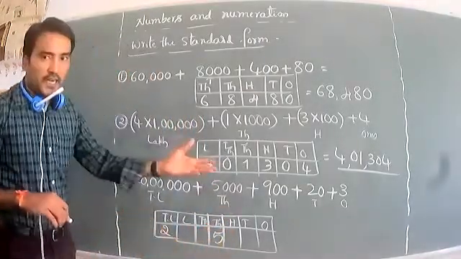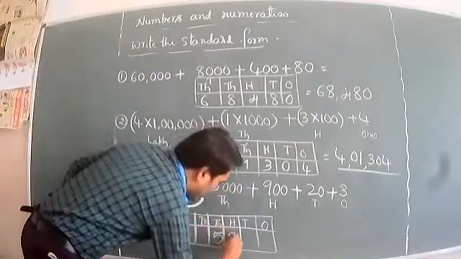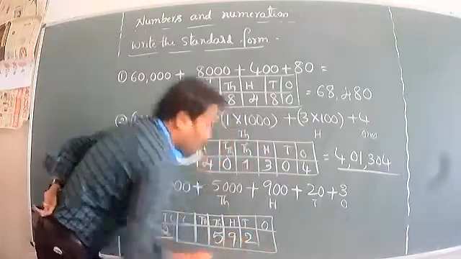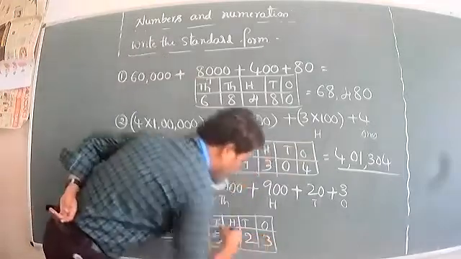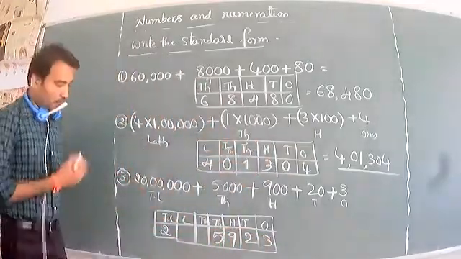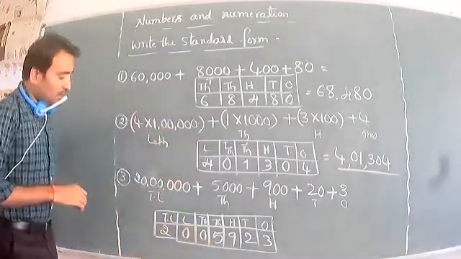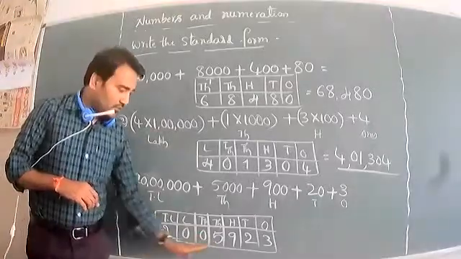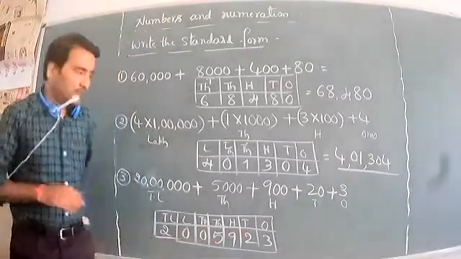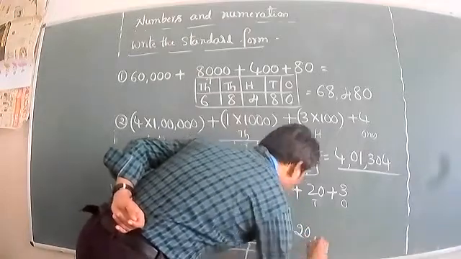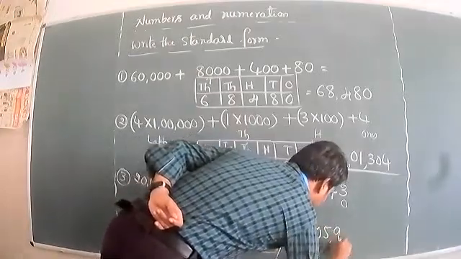Next, 100 is there. Yes, 100 is there. 9. Now what about the tens place? 2. What about the ones place? 3. What do you write for the remaining? For the remaining we substitute 0. So keep in mind it is 20 lakh 5,923. So the short form is 20 lakh 5,923.